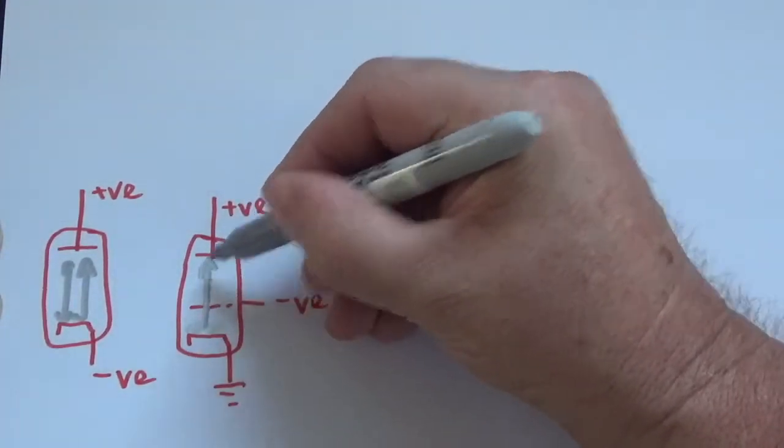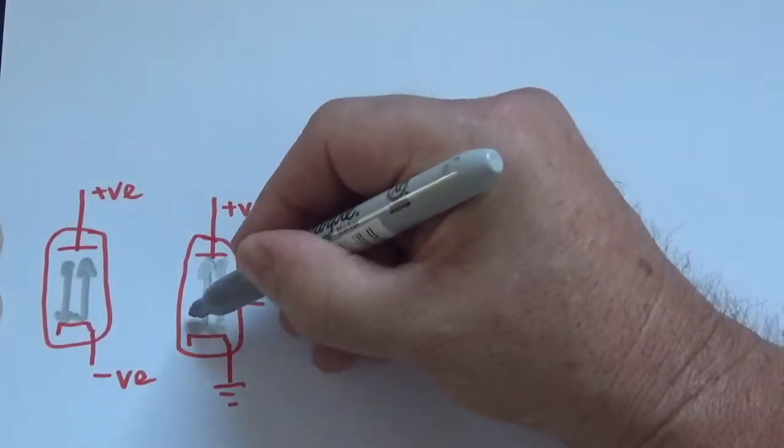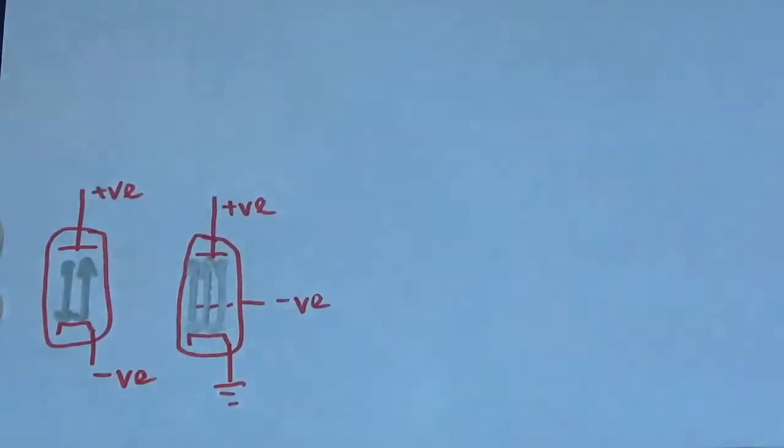And as you bring that control grid more positive, it stops repelling electrons so much and allows more current to flow through to the anode. So in effect, we can control the anode current by varying the control grid voltage. So when we look at the characteristics of a valve, we can find that there's a linear region that allows us to operate the triode as an amplifier.